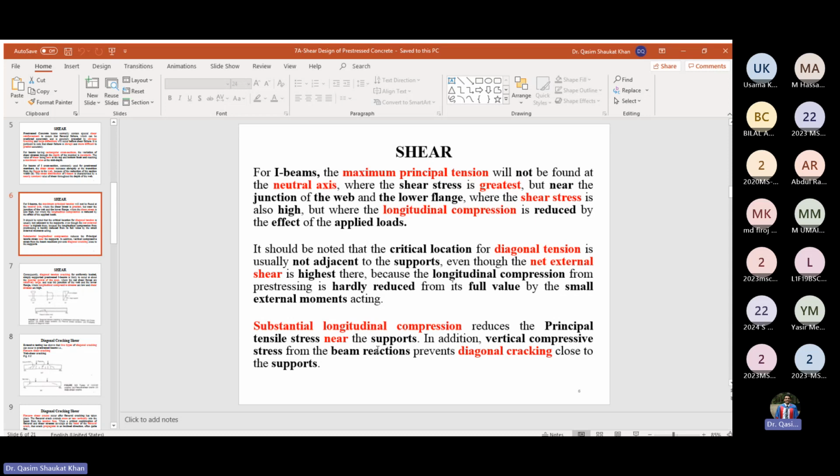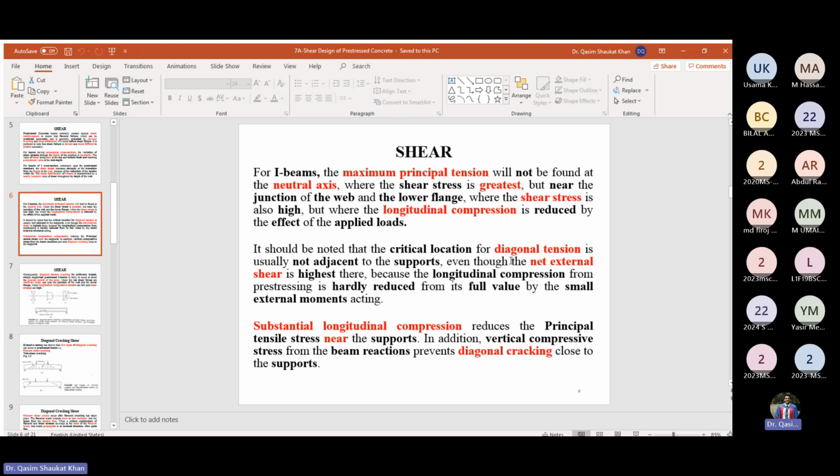So near the junction of the web and the lower flange, where the shear stress is also high, but where the longitudinal compression is reduced by the effect of the applied loads. It should be noted that the critical location for the diagonal tension is usually not adjacent to the supports. Why not adjacent to the supports?